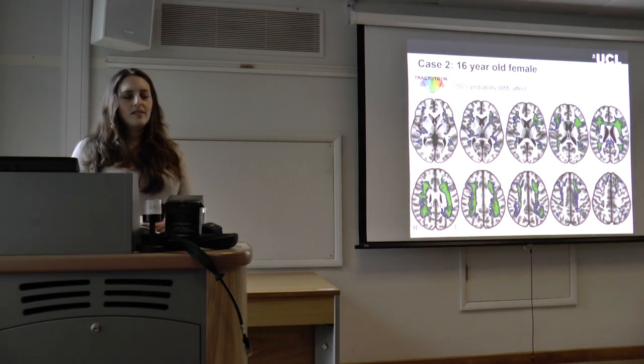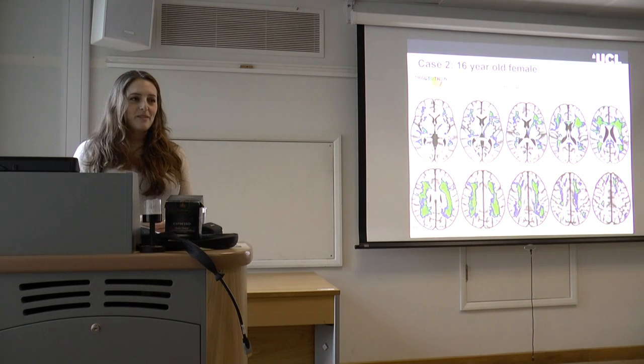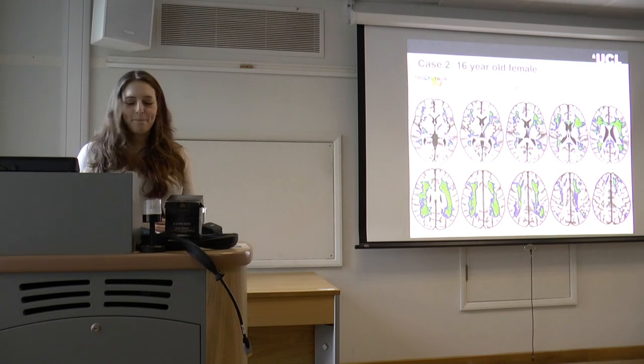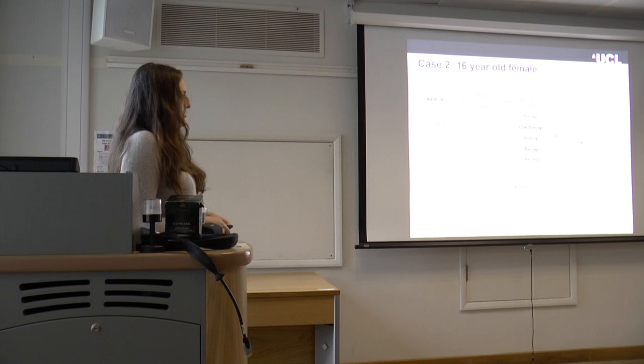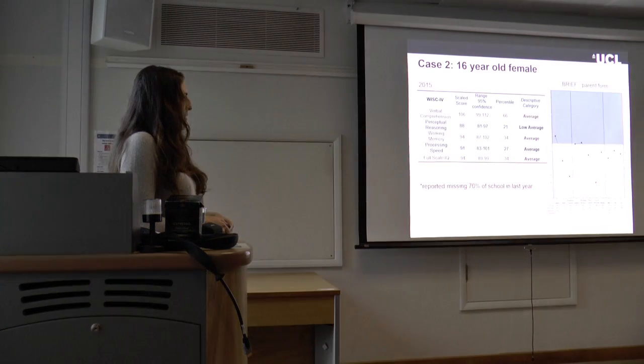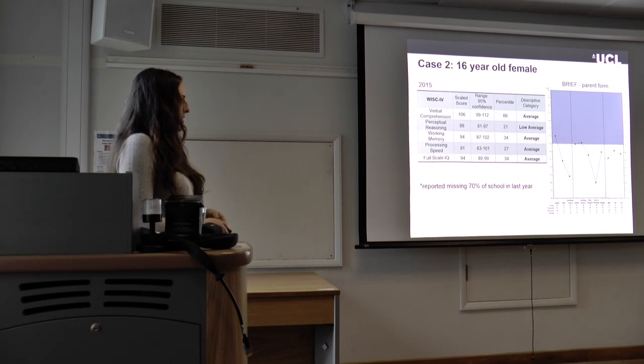So given that, does anybody have any guesses of what might be affected in this child? Maybe? No? Well, again, average to low average range, low average in perceptual reasoning. Maybe you can attribute that to the visual spatial networks that we see in the disconnection, but full scale IQ of 94, so average.